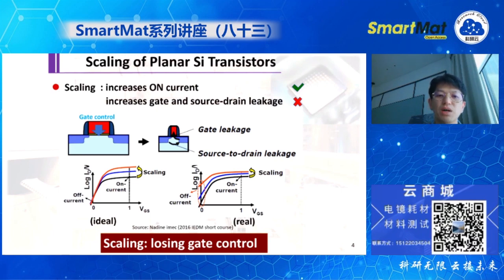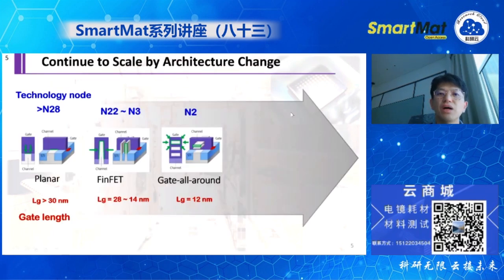So that's the basic problem. I mentioned that the scaling still continues, but we probably need to mention a little bit about the technology node. We often read the news in the newspaper, where we talk about N3, N22, N28, N2. What I mean is that N2 doesn't mean the channel length is 2 nanometers.